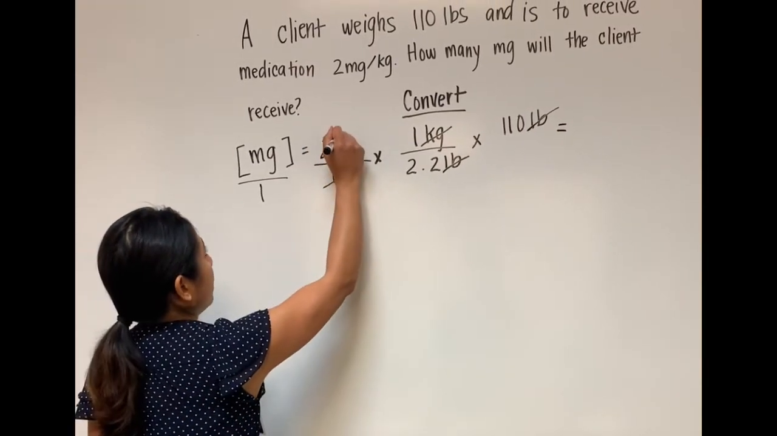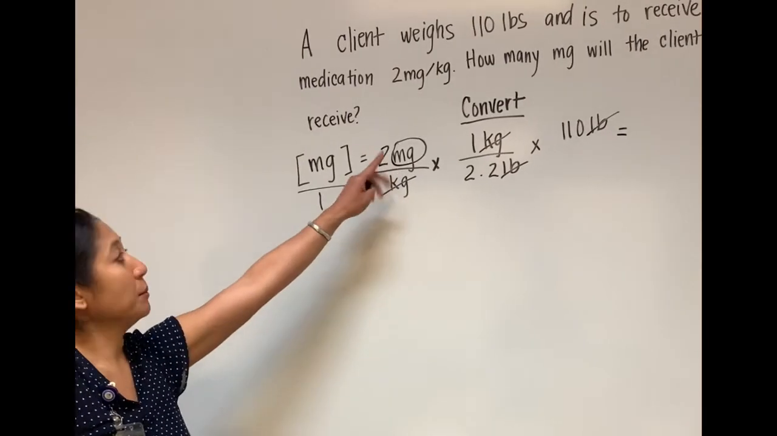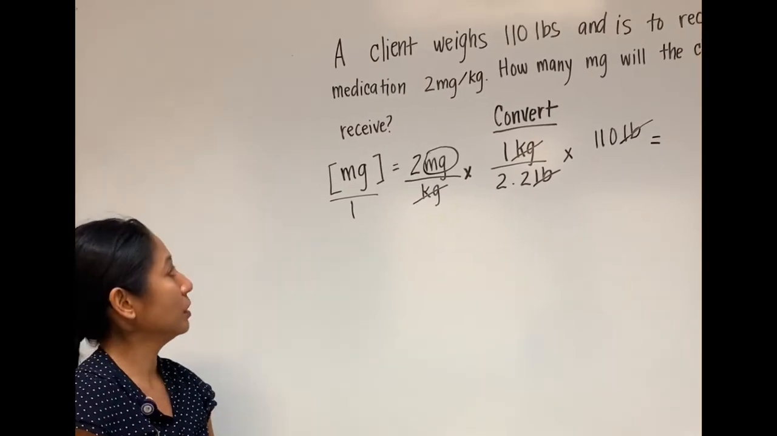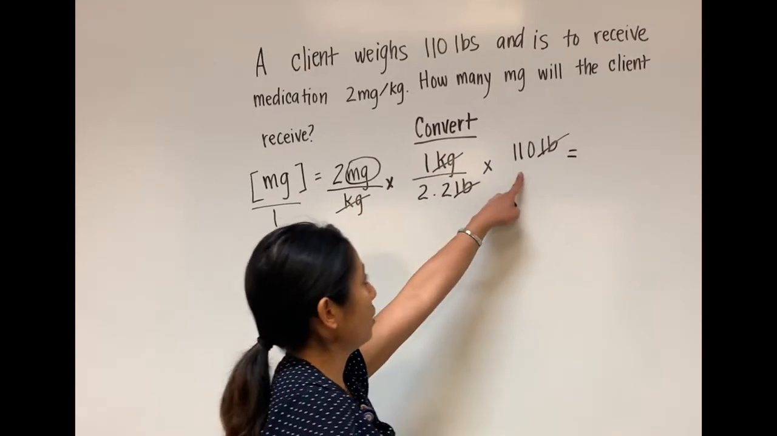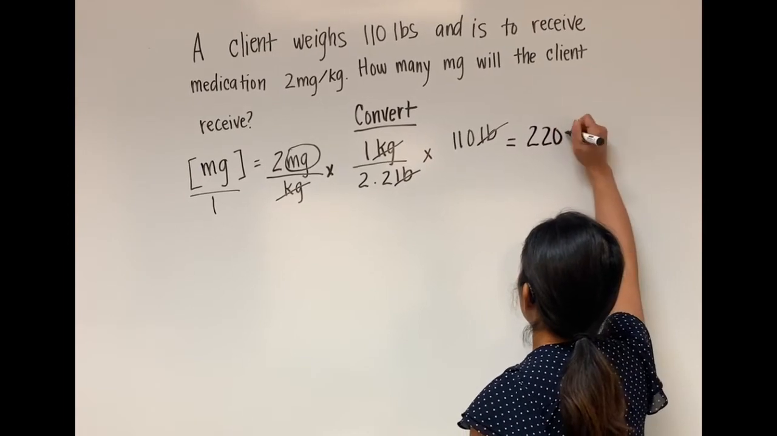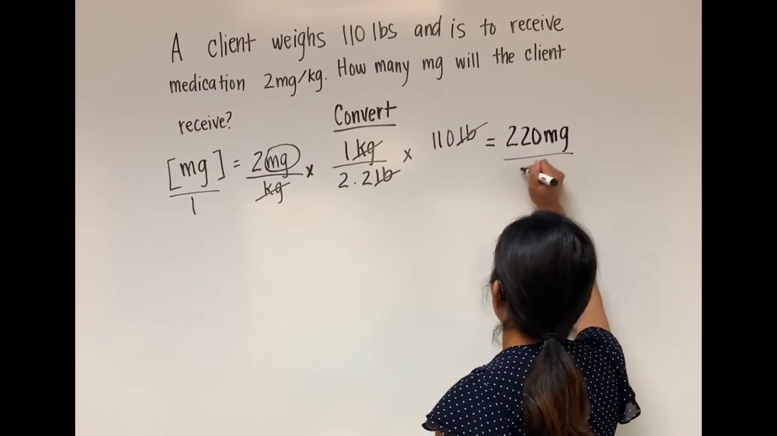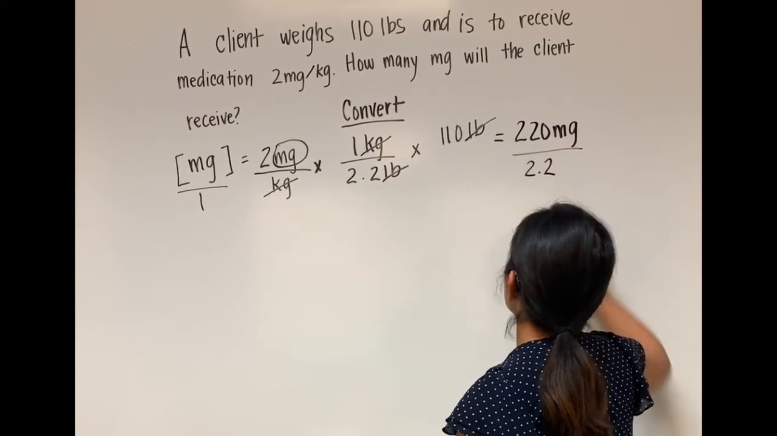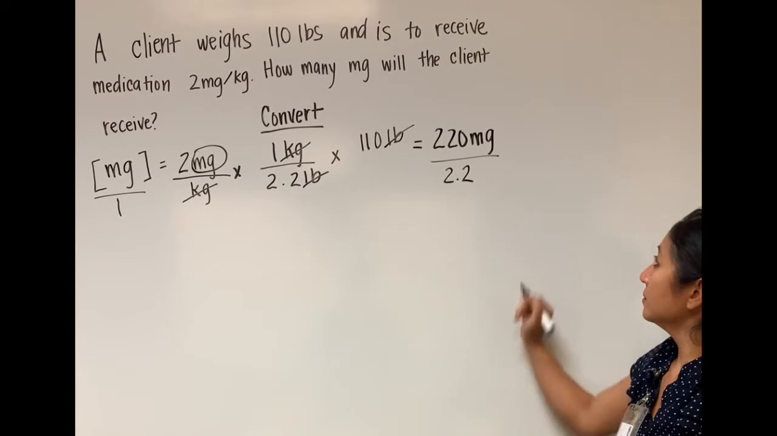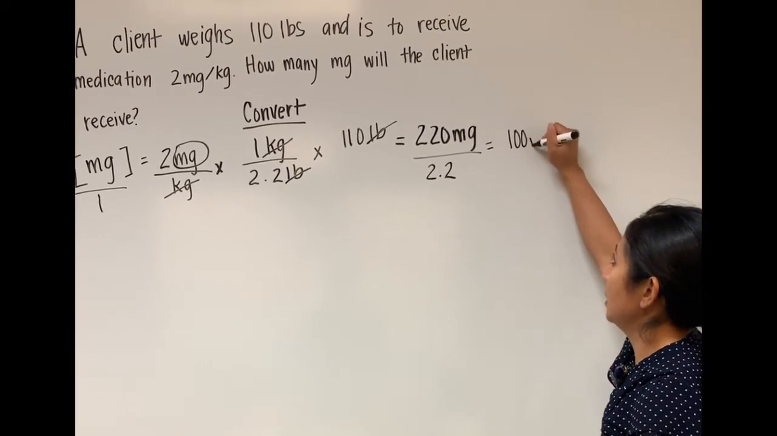We circle the units that we have left with this, just the milligrams. Milligrams equals milligrams, therefore we can go ahead and solve. 2 times 110 is equal to 220 milligrams over 2.2. Go ahead and take your calculators out. Your answer should be 100 milligrams.